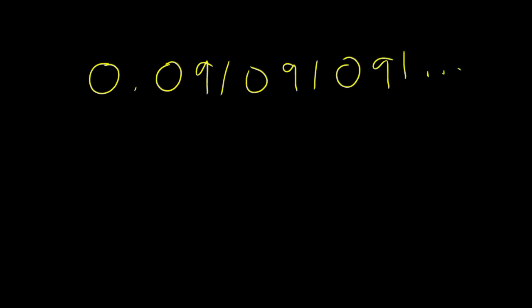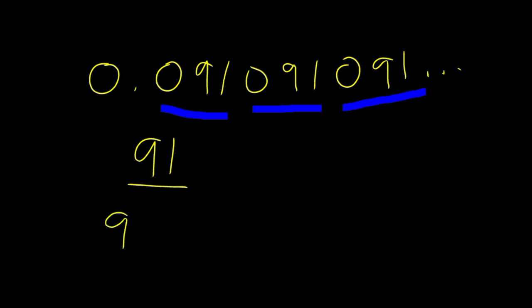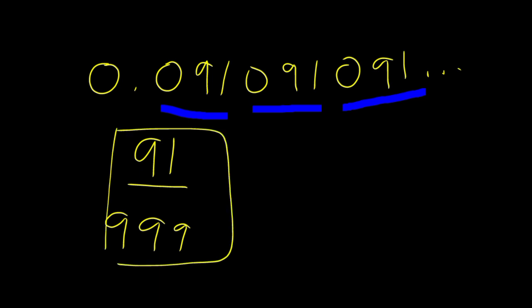For our next example, we have 0.091091091. So the pattern here is 091, 091, and 091. Let's get 091 as our numerator. So 091 is simply 91 all over 999. I think this is the final answer. We cannot reduce this fraction to a lower term. So our final answer is 91 all over 999.